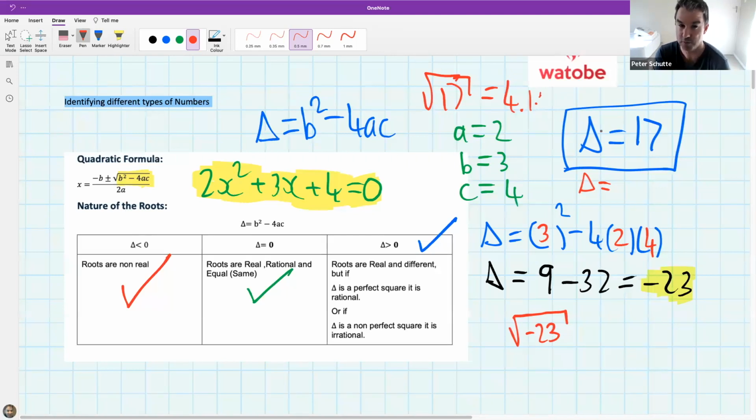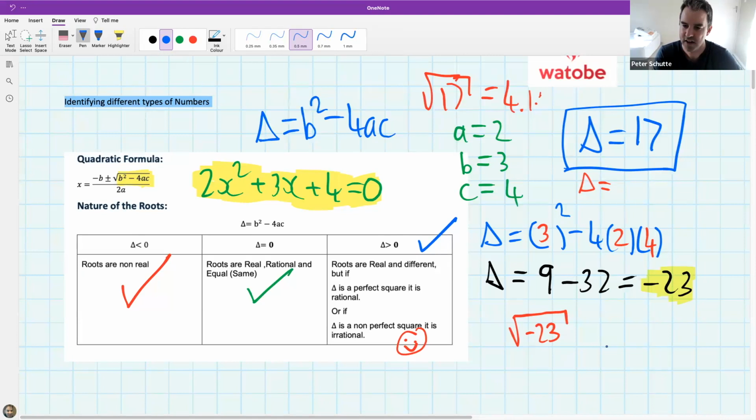I agree with you. It's not a perfect square number. There we go. So it's not a perfect square. Delta is 17, which means it's irrational when we square root it. And so you're absolutely correct. You were looking at the number and seeing it's not a perfect square.